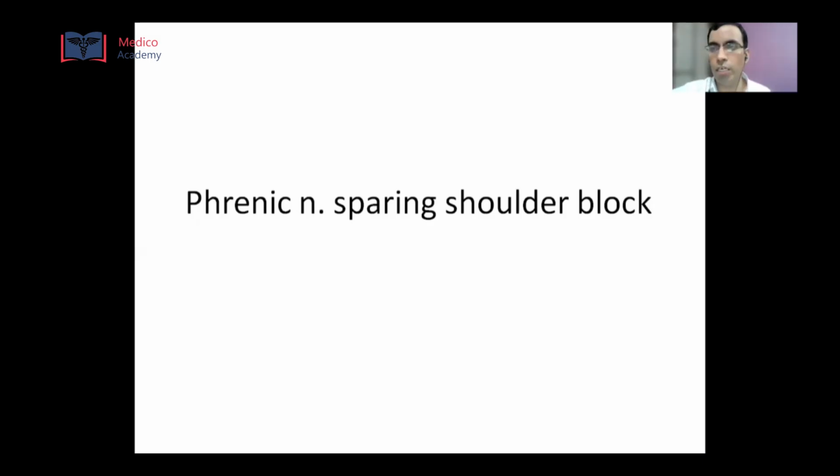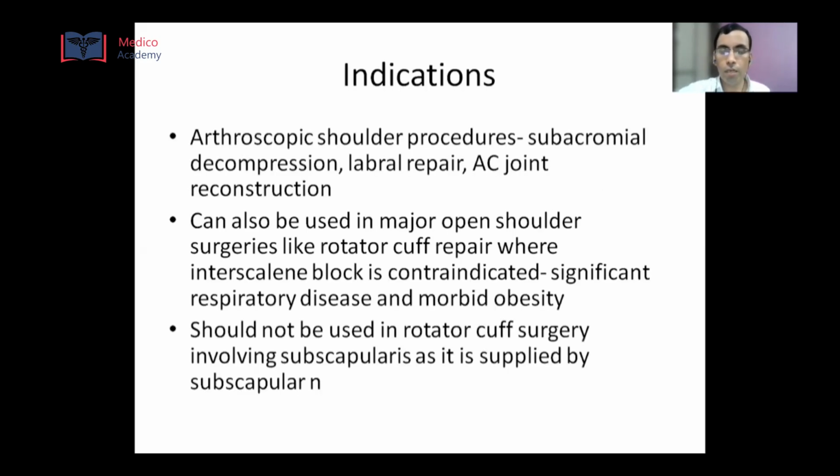Now coming to the last topic in our series, that is the phrenic nerve sparing shoulder block. The indications for giving a phrenic nerve sparing shoulder block include arthroscopic shoulder procedures like subacromial decompression, labral repair, and AC joint reconstruction. It can also be used in major open shoulder surgeries like rotator cuff repair, where interscalene block is contraindicated because of morbid obesity or significant respiratory compromise.